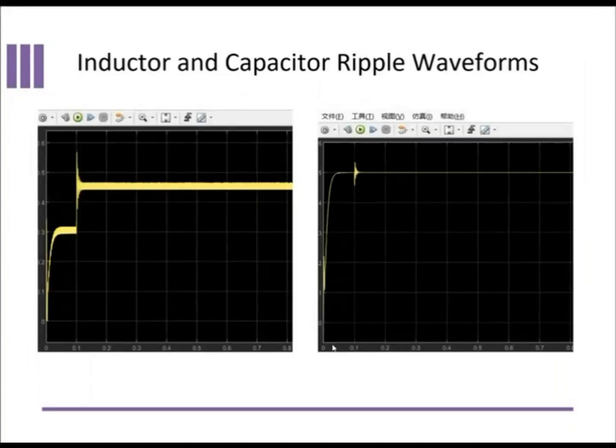Here are the ripple waves of the inductor and the capacitors. They indicate a significant effect in suppressing current ripple and a strong ability to suppress output voltage ripple, and the overall circuit stability is good.